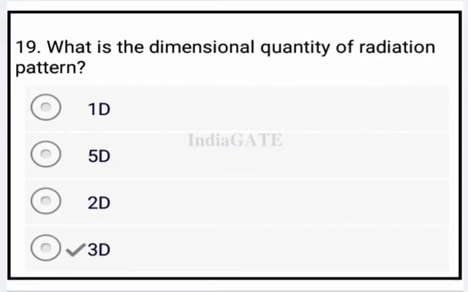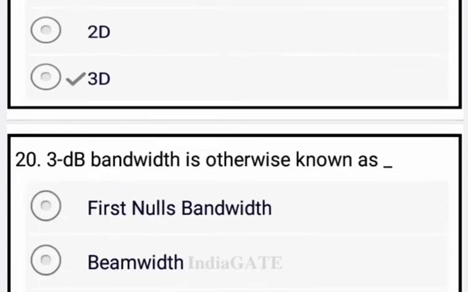What is the dimension quality of the radiation pattern? The correct answer for this question is that the dimension quality is 3D. Option D is your correct answer. Next question.